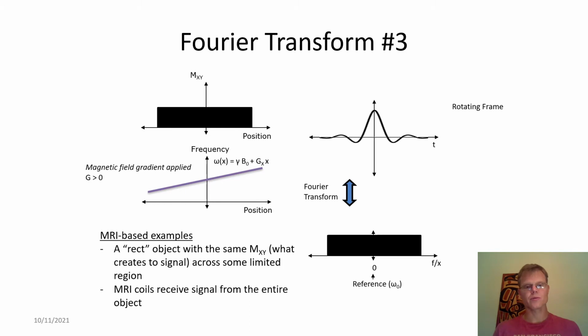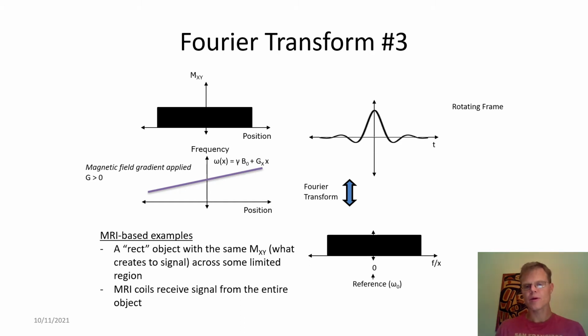All right, now we're going to go to another Fourier transform example. Now we're going beyond just having three distinct point objects to saying, well, maybe we have some object, say it's uniform, has the same transverse magnetization across some amount of area. So some homogeneous object only exists between point A and point B. We apply our magnetic field gradient. So we're going to get different frequencies corresponding to each of these different positions in this object.